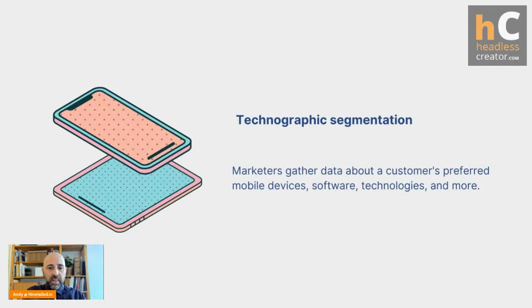And the last type of segmentation is technographic segmentation. In this case, the data is about the technology the user uses. For example, if it's a mobile device, or if there are different technologies they use.